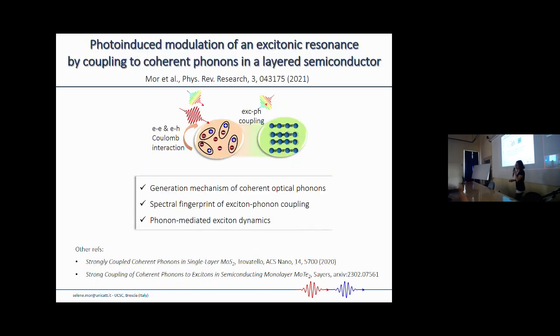Okay, let's see how this applies to the study I was mentioning before. I will discuss the photoinduced modulation of an excitonic resonance in a layered semiconductor, and show how this results from a strong coupling to specific coherent optical phonons. This study will enable us to discuss the generation mechanism of those phonons, but also the spectral fingerprints of exciton-phonon coupling in an optical spectroscopy measurement. And eventually, the dynamics that are involved in this material when excitons couple to phonons.